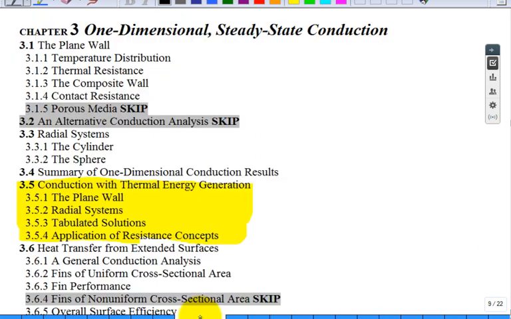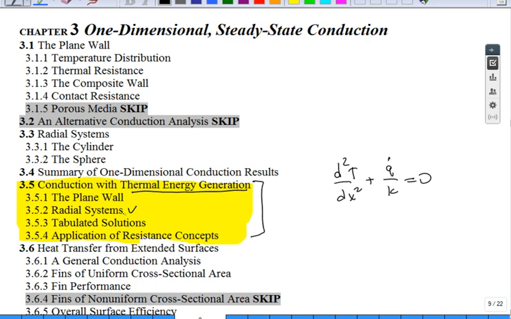Now we need to move into this section. What changes? Thermal energy generation. What's added? Well, you go back to the plane wall, you have the second space derivative of temperature, and you add Q dot divided by K. That's it. And then you're going to do the same thing for the radial systems.